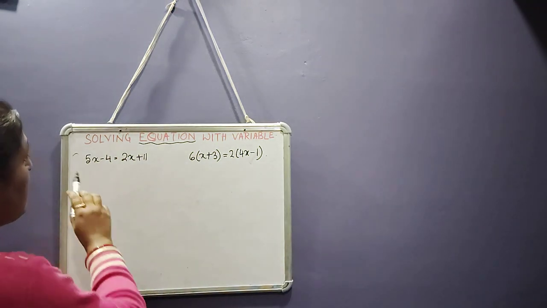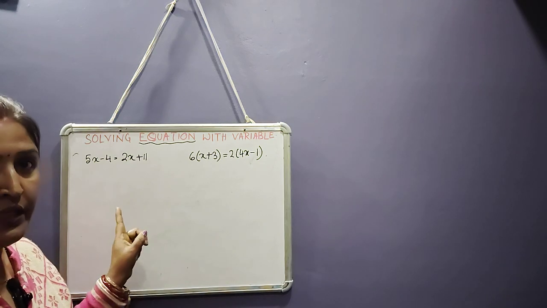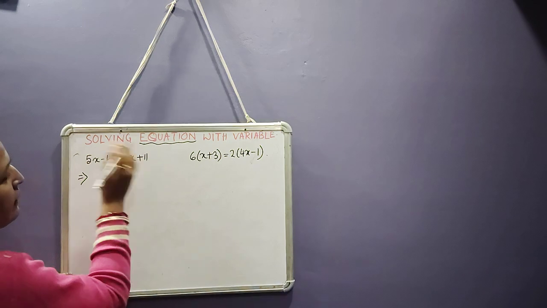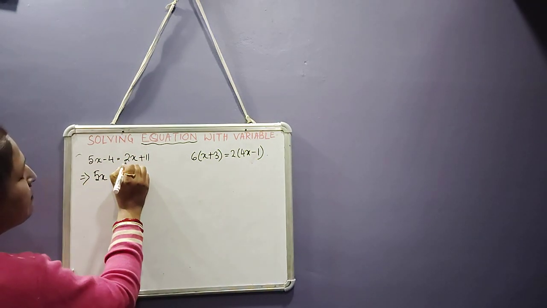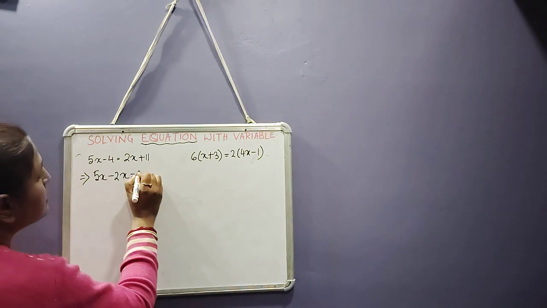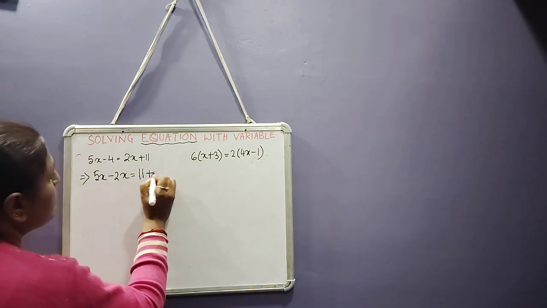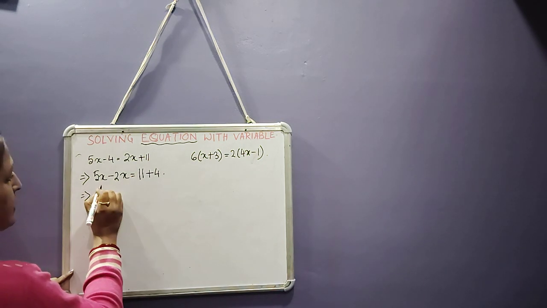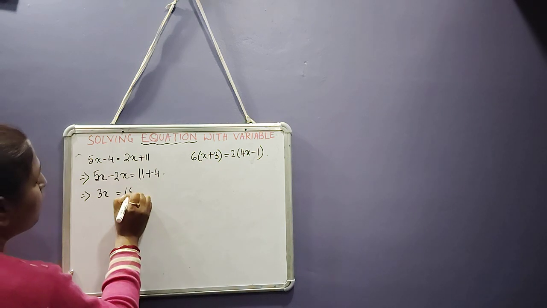Okay. Now if the equation is like that, with variables on both sides, what to do? In that case, you will take the variable on one side and numbers on one side. So 5x, here what is the variable? Plus 2x, so it will become minus 2x, and on the right hand side it is 11, and since it is minus, according to our rule it will become plus. So 5x minus 2x is how much? 3x, and here it will become 15.